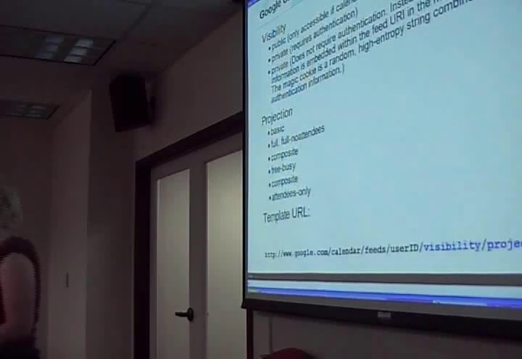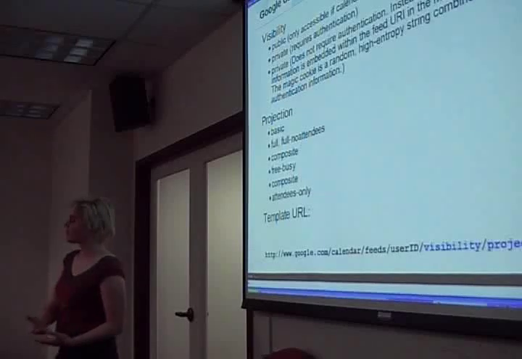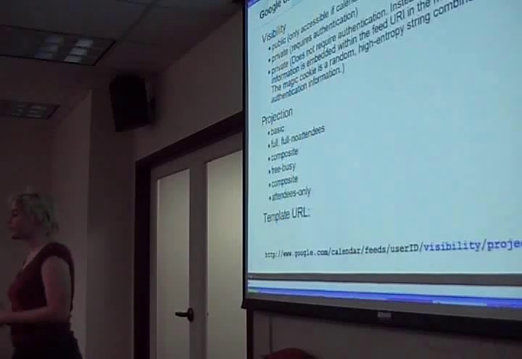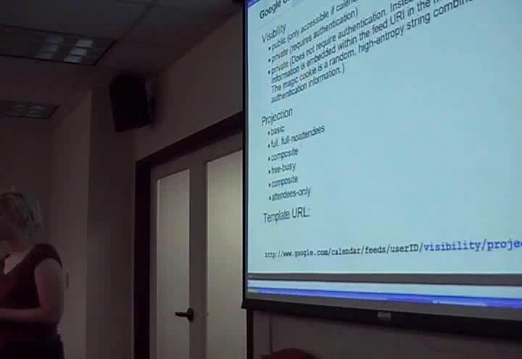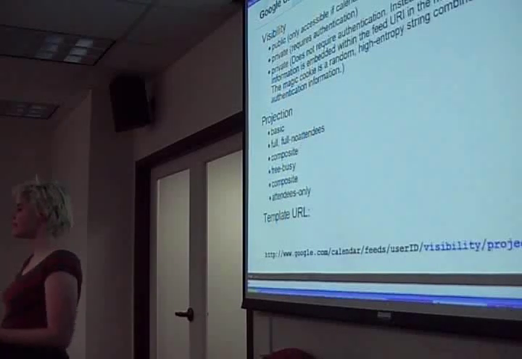There's a couple different feed types, right? So people have public events, they have private events, right? So if you're authenticated, you can go and get the private events, right? So that's a type of feed. If you're not authenticated, well, you can only get the public. If you try to request some of these private events and you're not authenticated, it'll just say no.